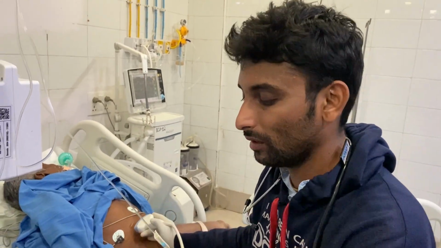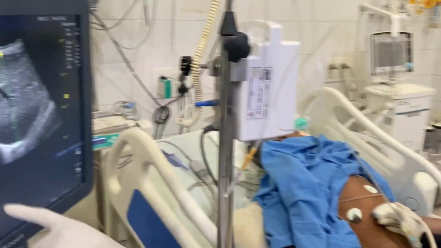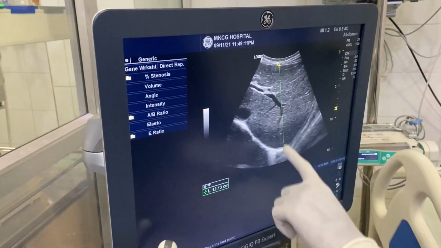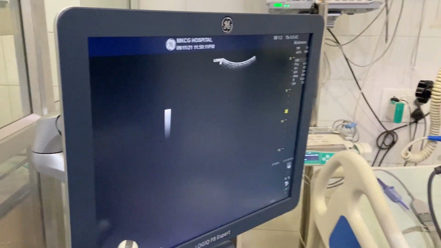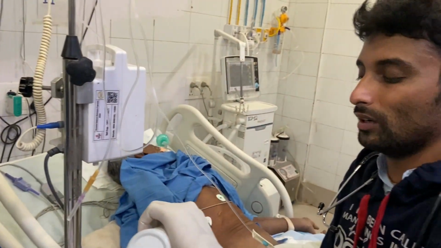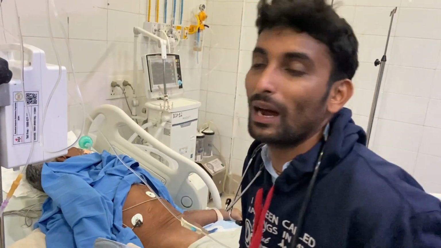So now we will go for the kidney. So this is the liver. I am repeating again, showing you this is 12.13 centimeters in craniocaudal direction. Now it's time that we should go for the ultrasound of the kidney, because that is the most important part in a case of ultrasound.